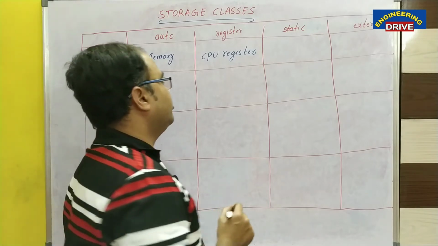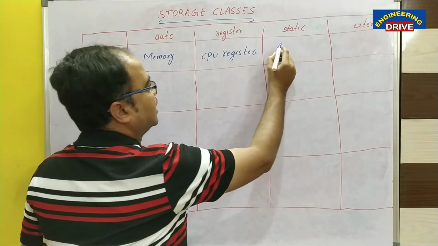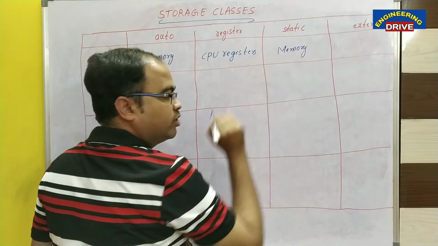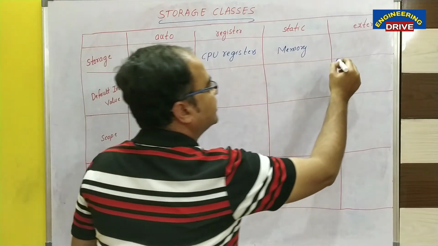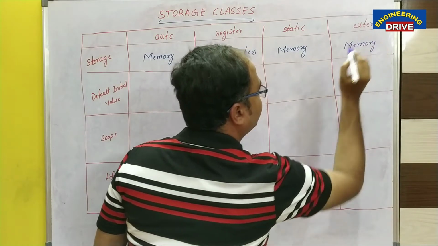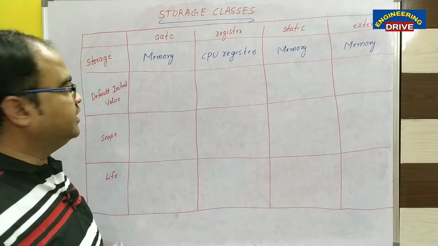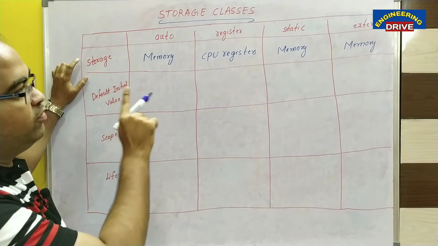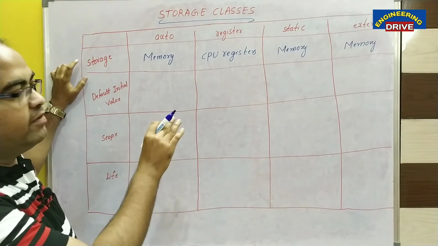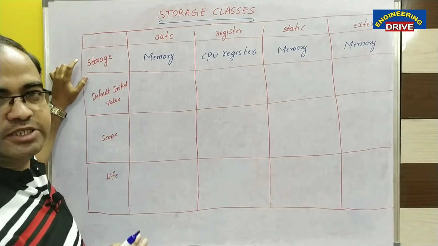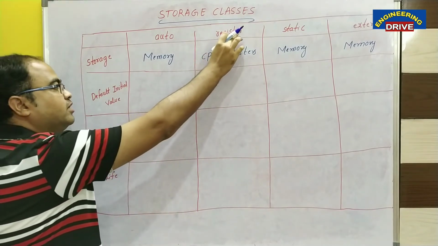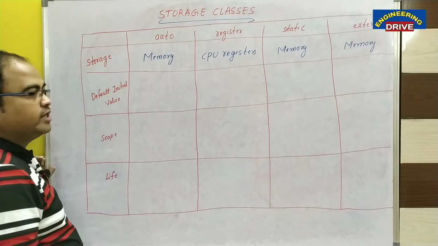Okay. Then if you declare the variable as static storage class, then the value of the variable will be stored in memory itself. Same case with external storage class also. Here also the value of the variable will be stored in memory. Okay, this is about storage. We can see only one difference here. If you use register storage class, then the value of the variables will be stored in registers. Which registers? The CPU registers. Because of that only we have given the name register storage class.